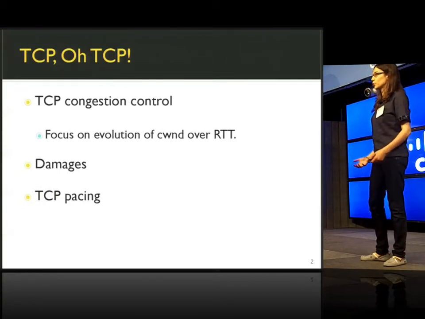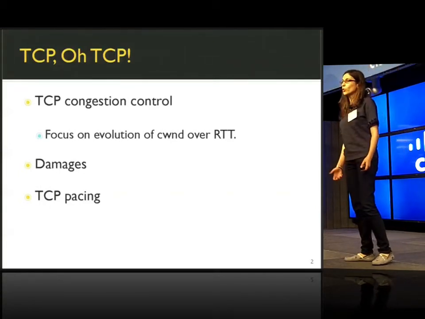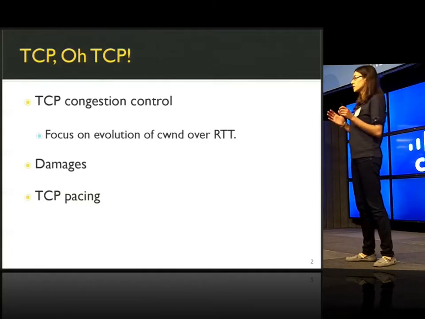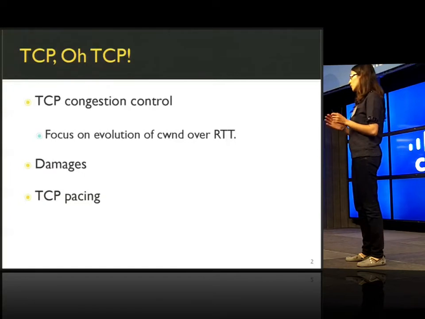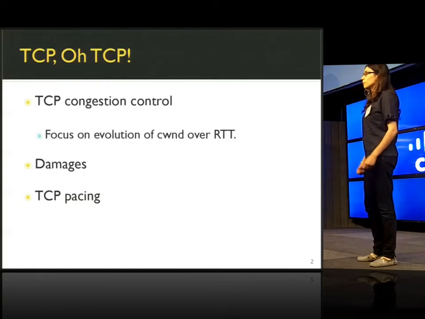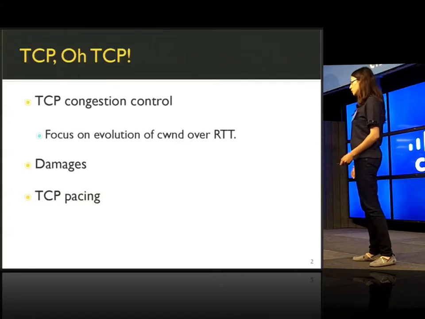TCP pacing is a way to address this problem. In short, what TCP pacing does is that it spaces evenly the congestion window size of packets through the entire round trip time. And by doing that, pacing tries to mitigate the burstiness in every TCP source.